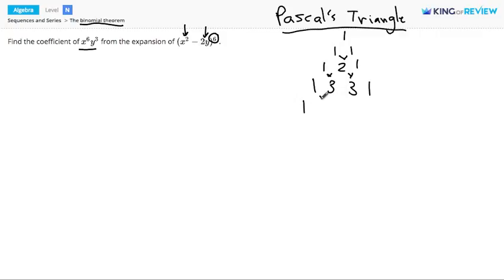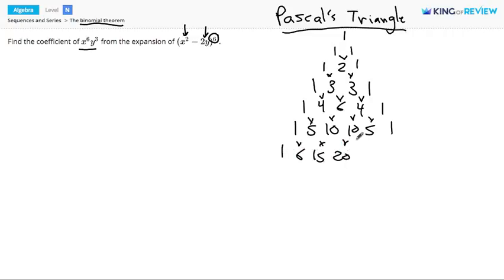On the next row, start with 1. 1 plus 3 is 4. 3 plus 3 is 6. 3 plus 1 is 4. And end with 1. I could keep going. 5, 10, 10, 5, and end with 1. 1, 6, 15, 20, 15, 6, and 1. Now I'm going to stop there, and here's why.